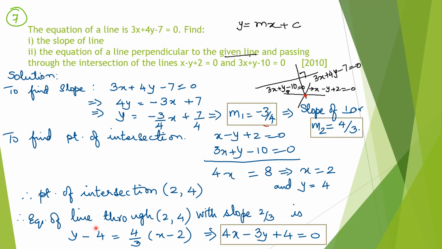Therefore, the equation of the line through this point of intersection with slope equal to 4 by 3 is y minus 4 equal to 4 by 3 into x minus 2. That is, y minus y1 is equal to m into x minus x1. And when I simplify, I get 4x minus 3y plus 4 is equal to 0.